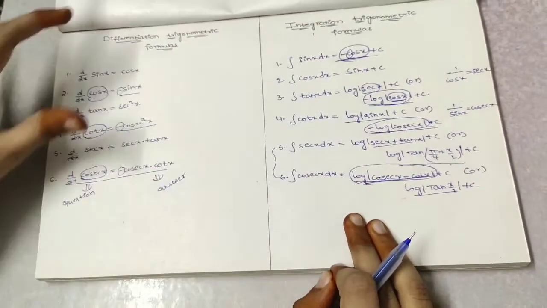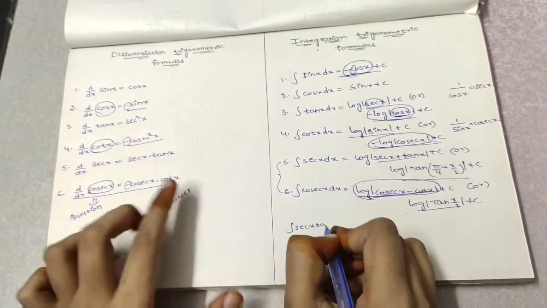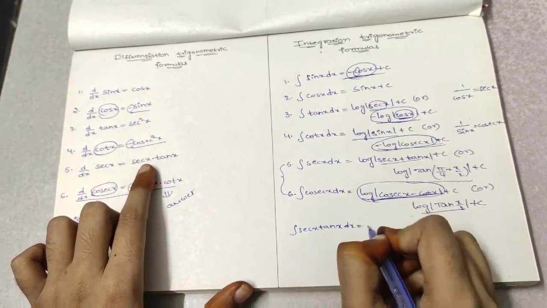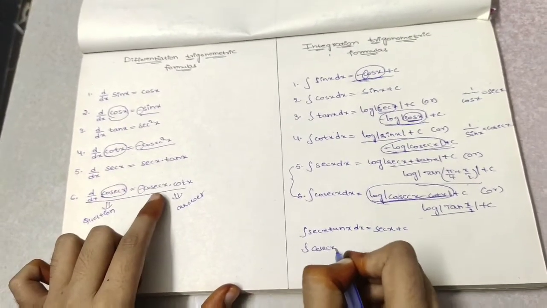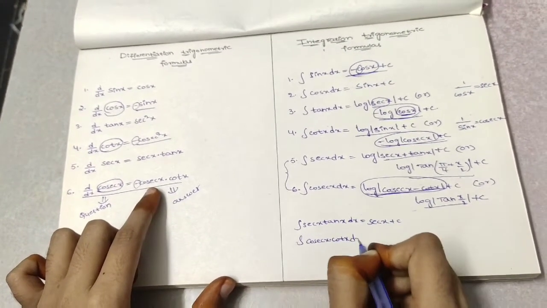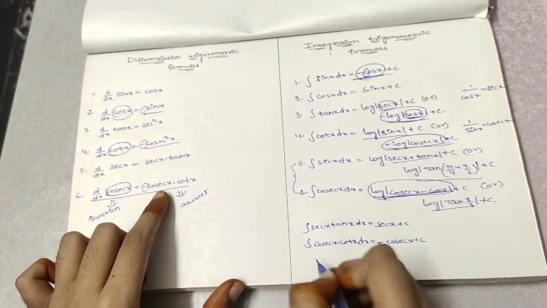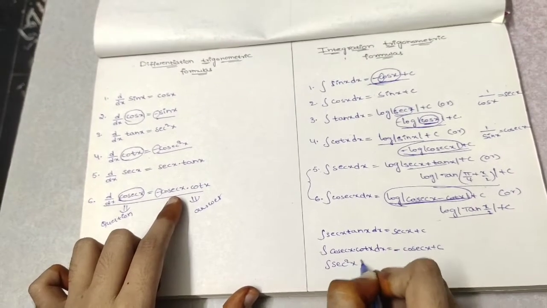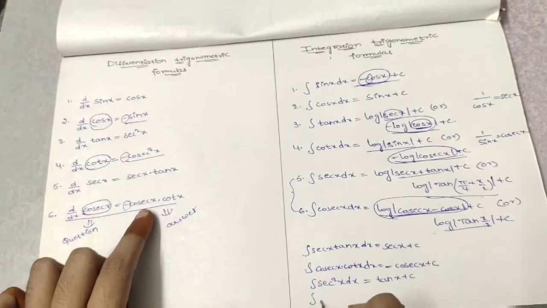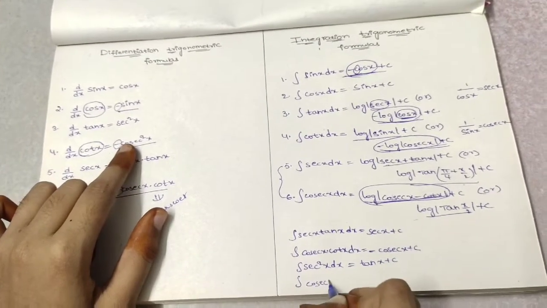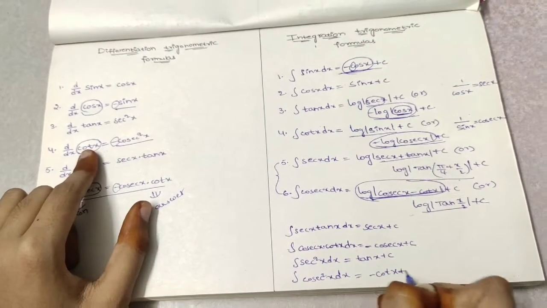But we have some more formulas in the integration that are not in the differentiation. Integral secant x into tan x dx is equal to secant x plus c. Integral cosecant x into cot x dx is equal to minus cosecant x plus c. Integral secant square x dx is equal to tan x plus c. Integral cosecant square x dx is equal to minus cot x plus c.